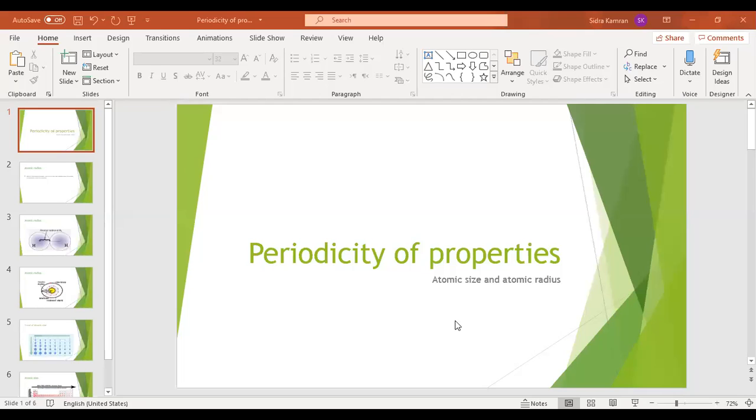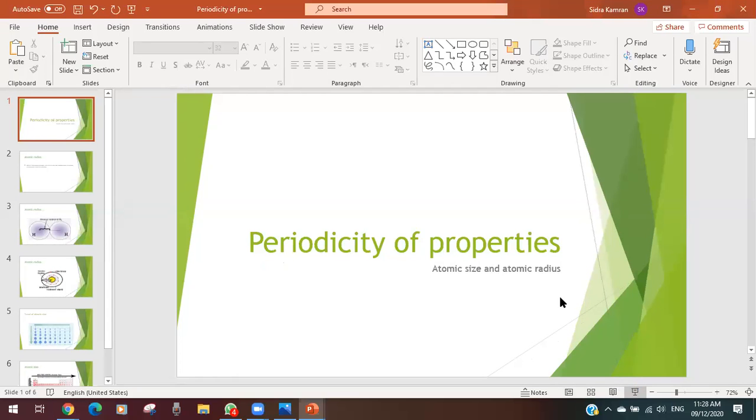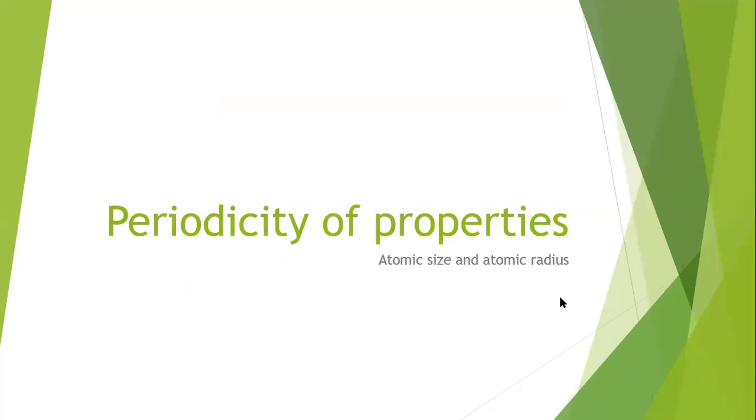Today we are going to discuss the periodicity of properties, that is, how properties change at regular intervals. Today we are going to discuss the first property, that is atomic size and atomic radius.